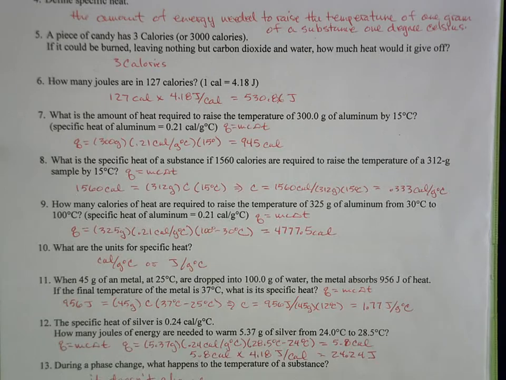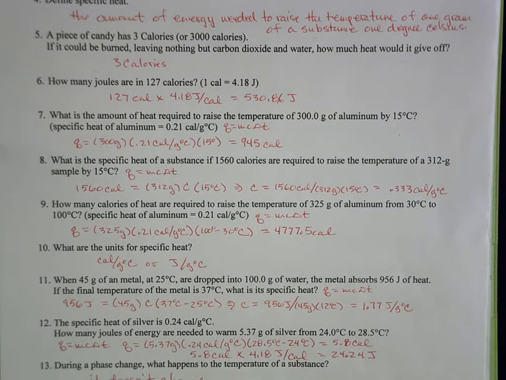8, solve for C. 1560 is the Q, 312 is the mass, 15 is the delta T. This actually was the question on the quiz, folks. The exact same question, same numbers even. Answer: 0.333 calories per gram degree Celsius. So if you had done your review ahead of time, you should have recognized this question.